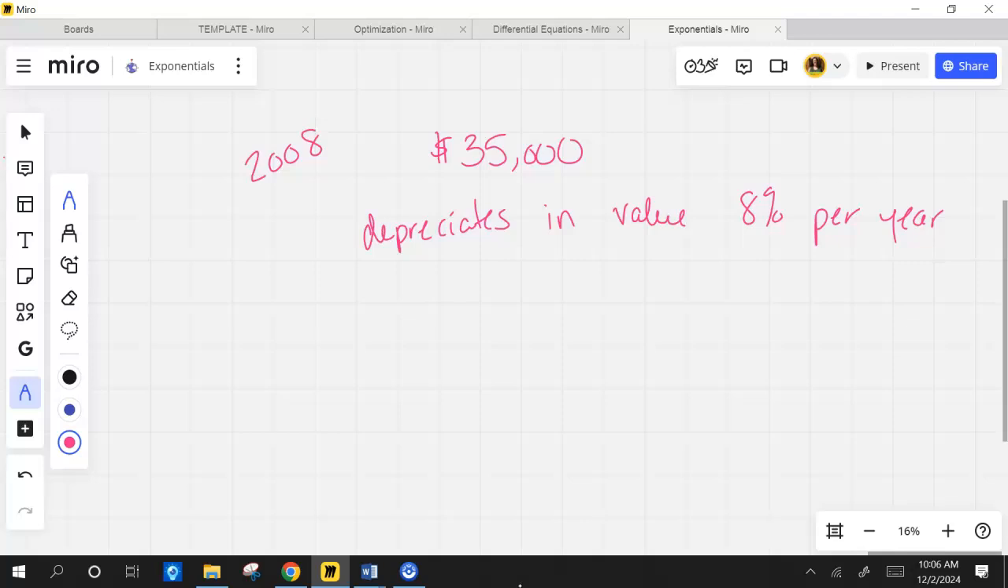All right, in 2008, $35,000 depreciates 8% per year. Okay, you know what they say? As soon as you drive a car off the lot, it depreciates in value. No, but they depreciate like that. Okay, so how much is it worth today? Go. 0.8. Nope. It's just a plug and chug.